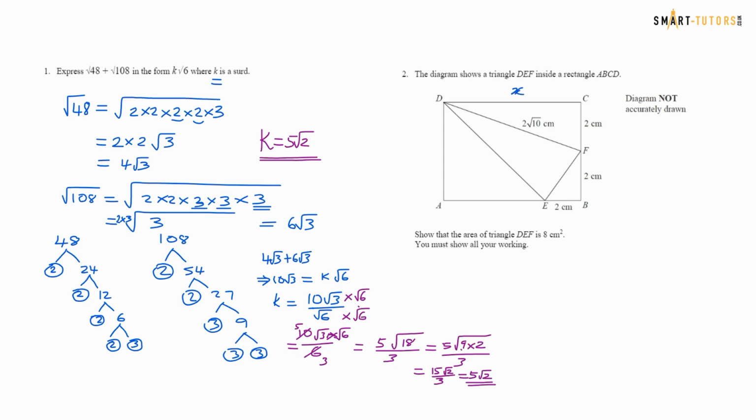So basically 2 root 10, whole thing squared, equals x squared plus 2 squared. So 2 squared is 4, and root 10 squared is 10, so x squared plus 4. So 10 times 4 is 40. 40 take away 4 is 36. So x squared equals 36 means x equals 6. So x equals 6, and this is going to be 4. And this is 2 plus 2. This is going to be 4 as well.